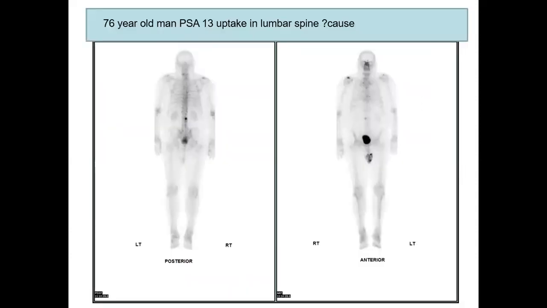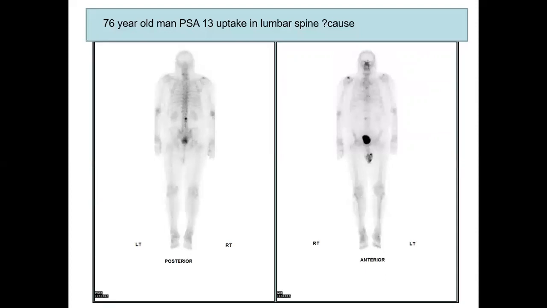So this is a patient from Cambridge, a 76-year-old man, PSA is 13, has uptake on the bone scan in the neck and the lumbar spine. So what's causing it? It's difficult to tell. Could be degenerative disease. We've got degenerative disease in the shoulder, but it could be a metastasis.